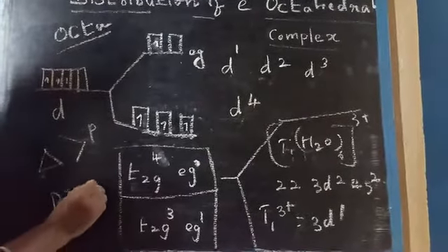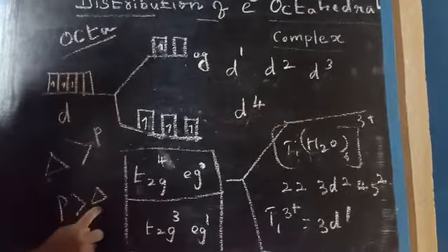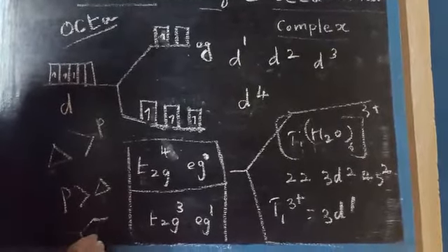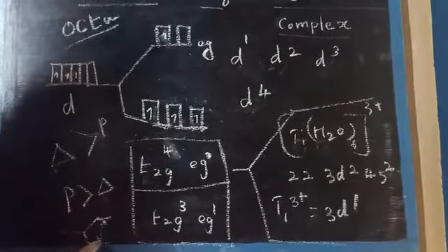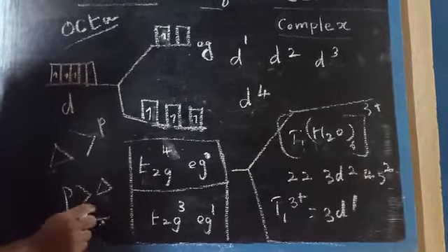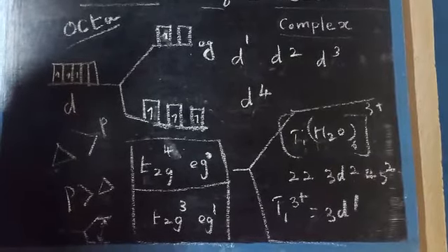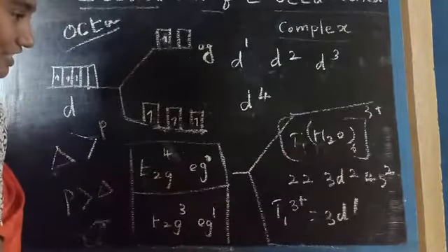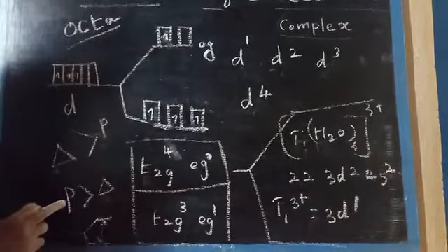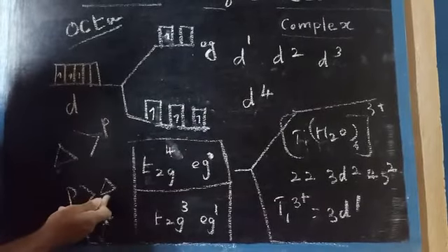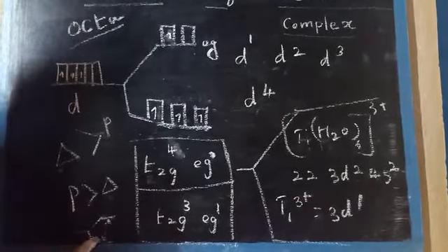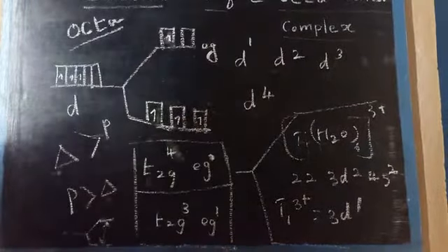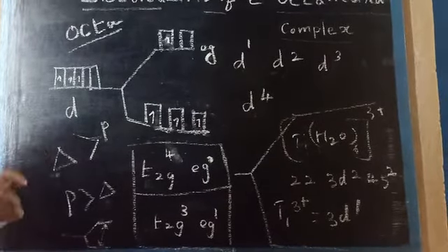Another condition: pairing energy is greater than delta. Now delta is lesser, so the splitting energy is less. So the electron easily moves to the higher level, since it needs less energy, but at the same time pairing needs an excess amount of energy. Are you clear, children? So when pairing energy is greater than delta, the electrons are filled singly first, and the next electron fills here. Children, I am taking this as an example and explaining it.